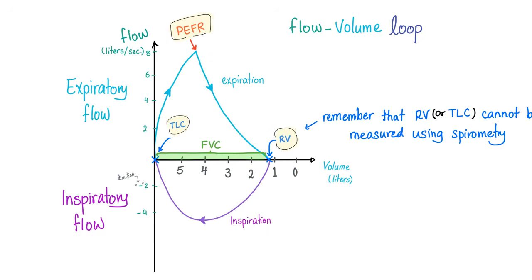So now, the flow volume loop. Inspiration is here, expiration is up there. The highest point on the y-axis is the PEFR, peak expiratory flow rate. Okay, the residual volume is here. It's whatever is left in your lung after maximum forced expiration, and the TLC is here. It's whatever is in your lung after maximal forced inspiration.